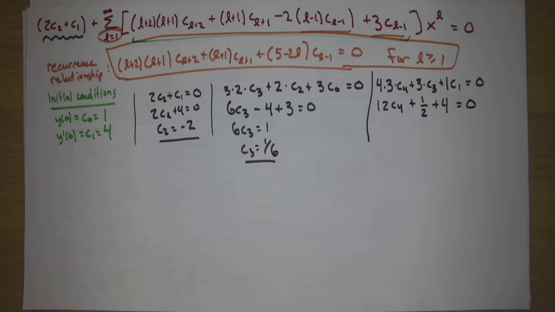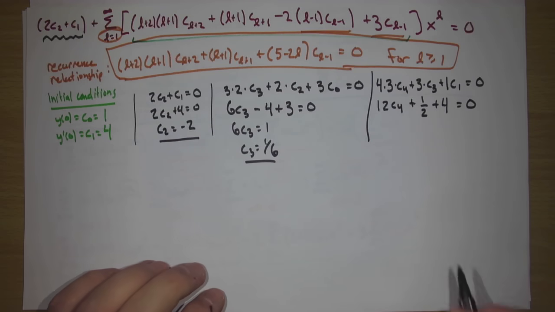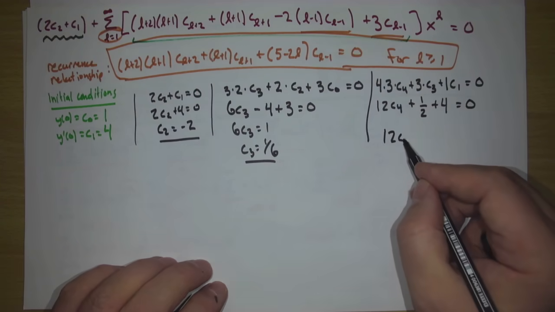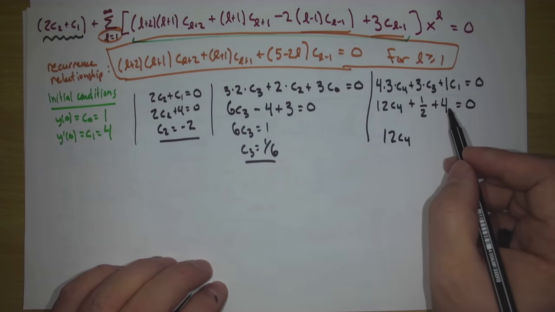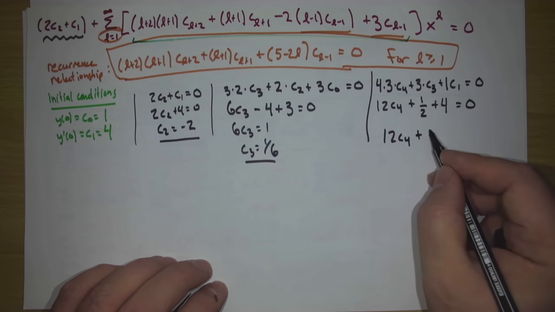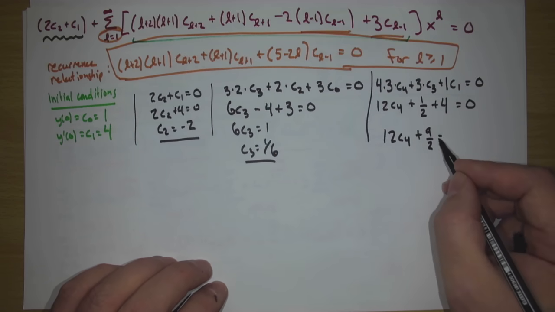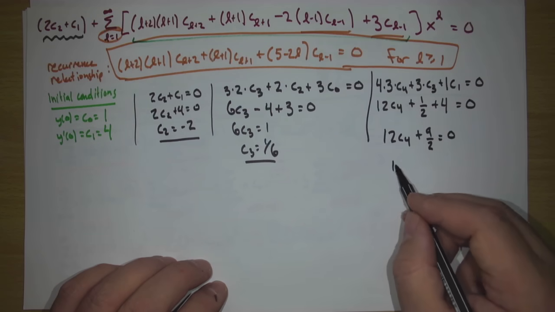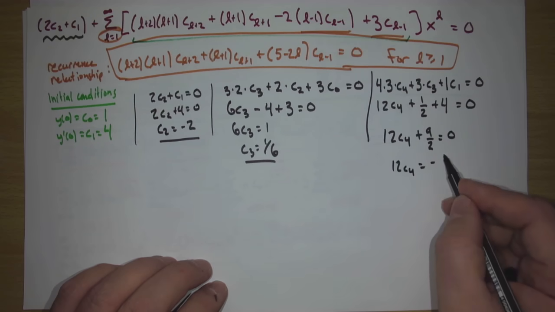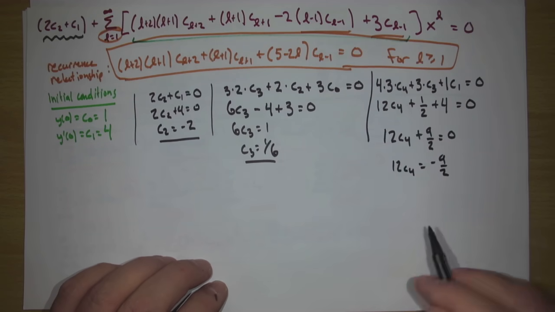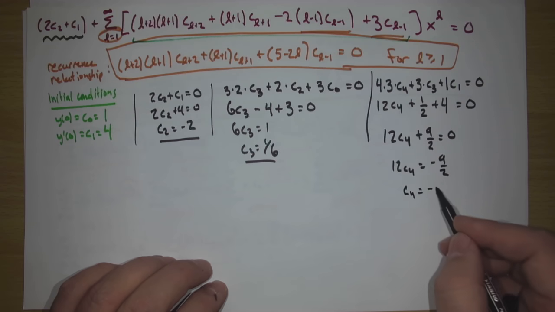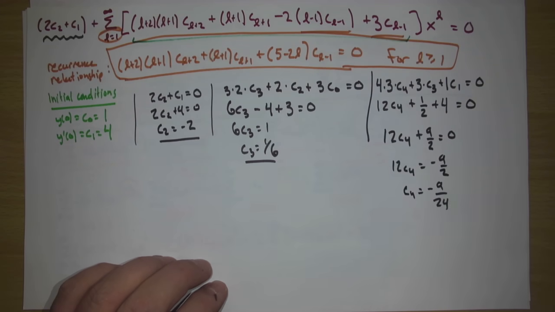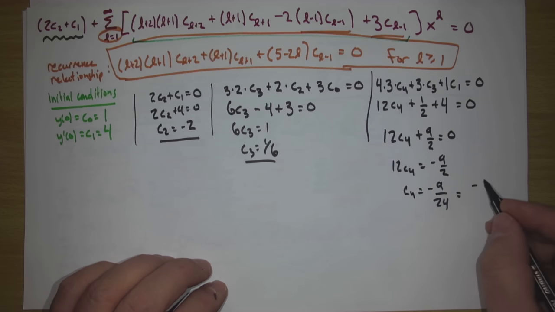4 plus a half. What's another way to say that? So 4 is also 8 halves. 8 halves plus 1 half is 9 halves. So 12C4 equals negative 9 over 2. So C4 is negative 9 over 24. But can we simplify? You can pull out a 3. Negative 3 over 8.